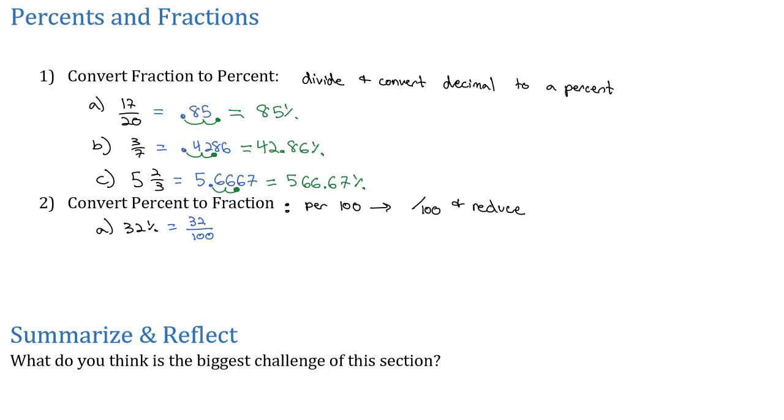Now I just have to reduce that fraction. They're both divisible by 4. 32 divided by 4 is 8, and 100 divided by 4 is 25. And now I've got the fraction that's equal to 32%.